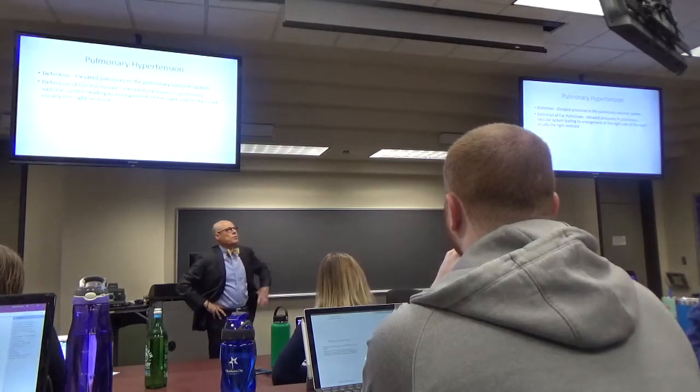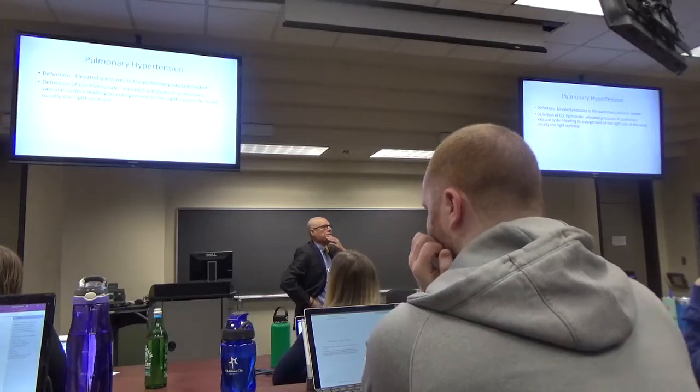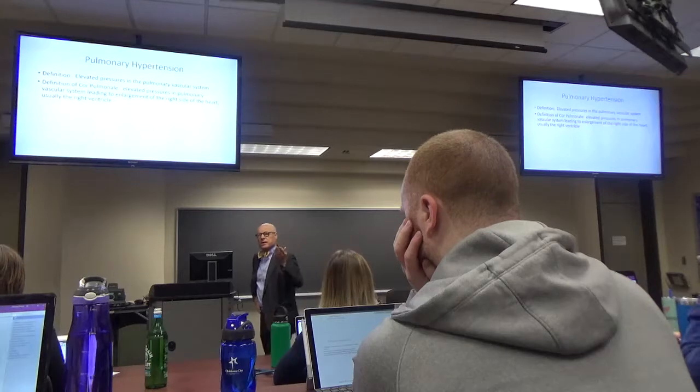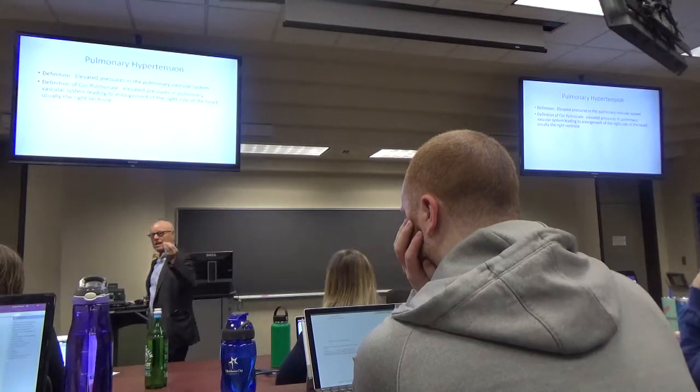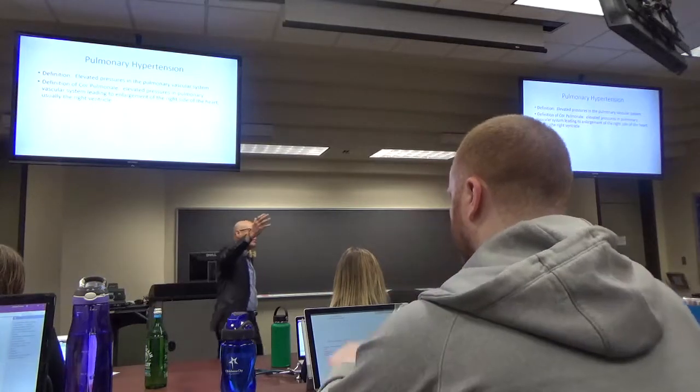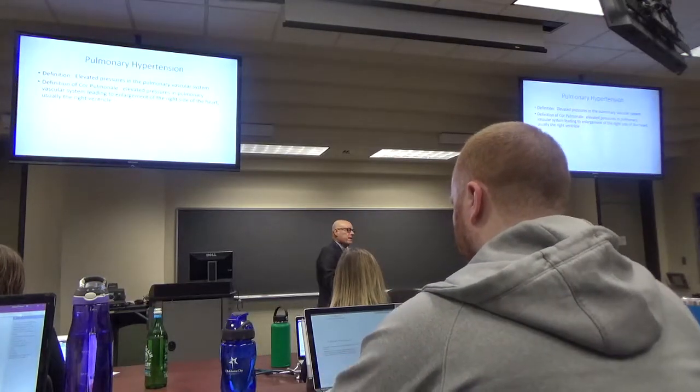All right, so what's the definition of pulmonary hypertension? It's the elevated pressures in the pulmonary vascular system. That means the pressures can be elevated on the arterial side, coming out of the right ventricle, or they can be elevated on the venous side, coming back into the left atrium.